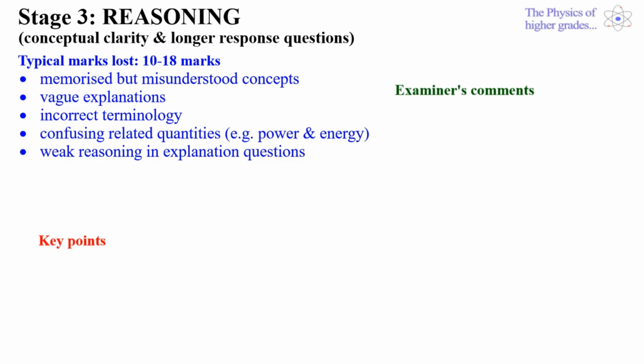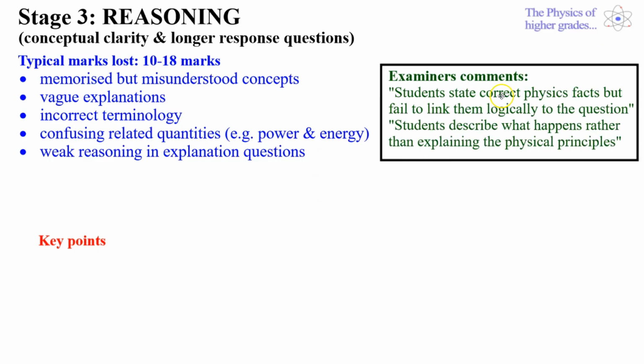To start with, just how many marks are missed and where are they missed? Not fully understanding concepts, that's a really big idea. Vague explanations, we'll come on to that later on. Terminology, that's got to be correct and used correctly. Mixing up different quantities. And probably the big one is the weak reasoning in explanation questions. We'll come on to some strategies on how to deal with that later on.